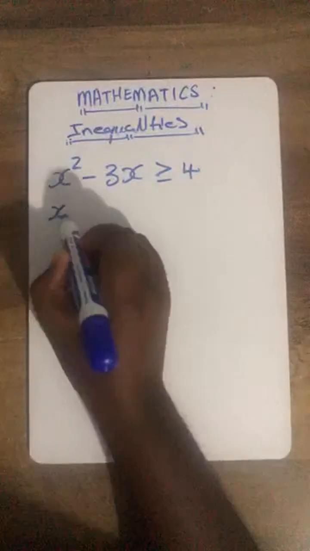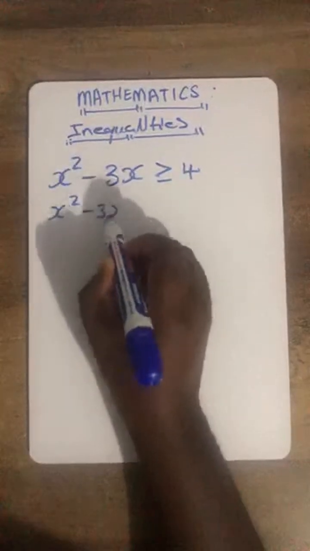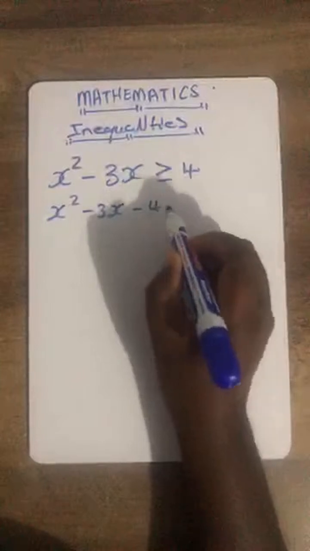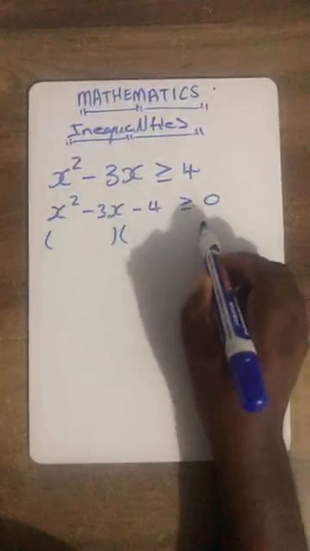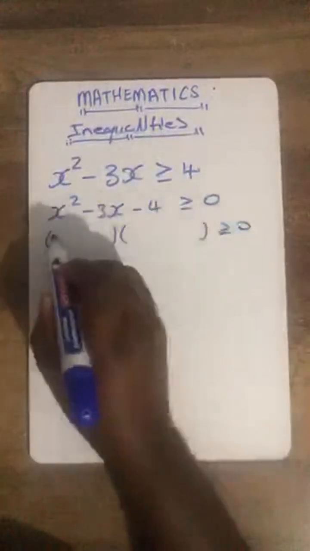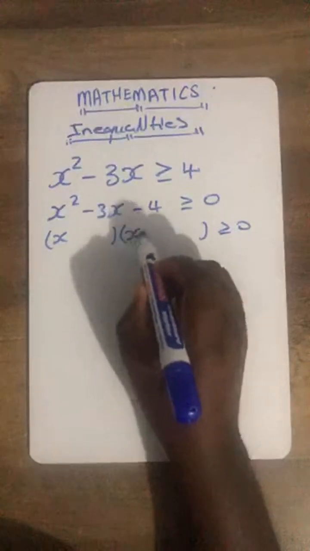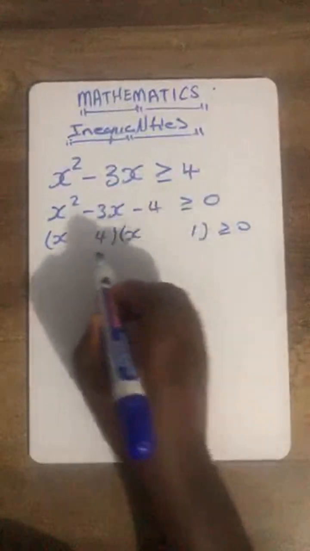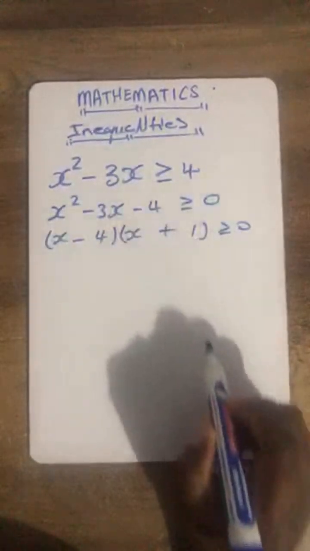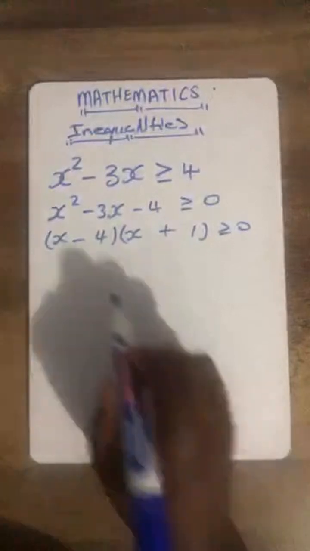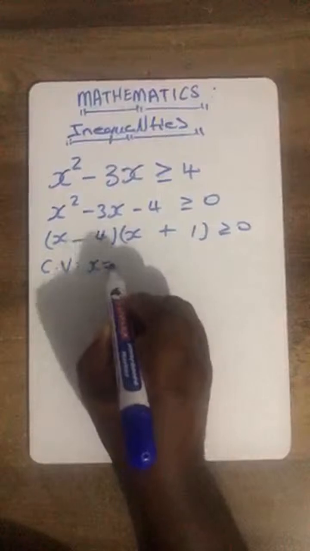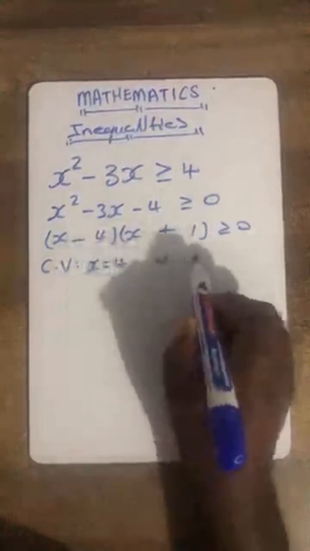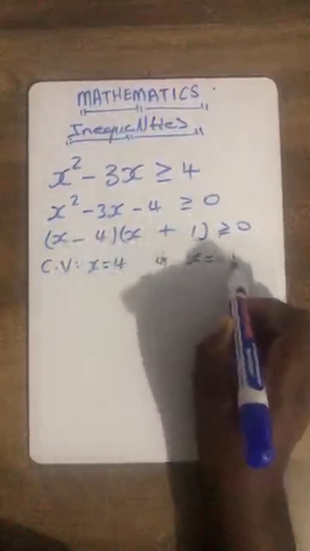Obviously, we need to make sure that it is in the standard form. Take that to the other side, it becomes that. This one remains as it is. You have 0 there. What you do now is to factorize. One can say (x - 4)(x + 4) there. Then you can just state your critical values. You have x equals positive 4, and you have x equals negative 4. Represent that on a number line.